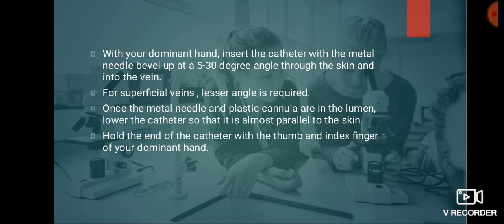Insert the catheter with your dominant hand, with the metal needle bevel up at a 5 to 30-degree angle through the skin and into the vein. For superficial veins, a lesser angle is required. Once the metal needle and plastic cannula are in the lumen, lower the catheter so that it is almost parallel to the skin.